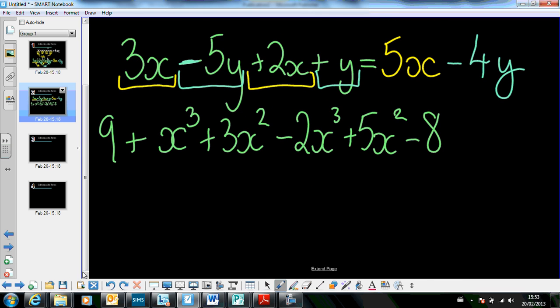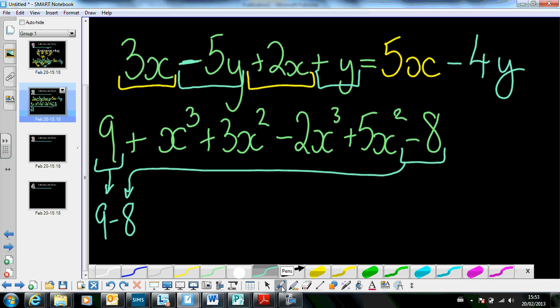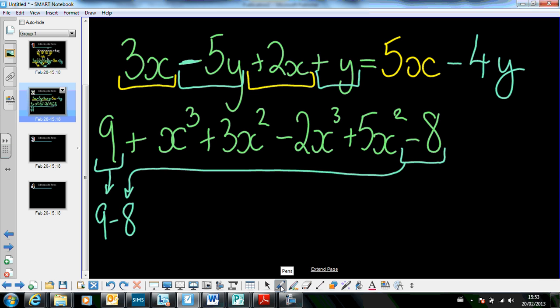Okay, so which of these terms can we think about as being like? Well, the 9 and the minus 8, remember including the symbol, go together. They're like, because they haven't got any letters. They're just constant terms. 9 minus 8, I'm going to write it all out again underneath. And then we'll collect together in a second. I imagine a lot of you will want to miss that step, but I'm going to put it in for completeness.